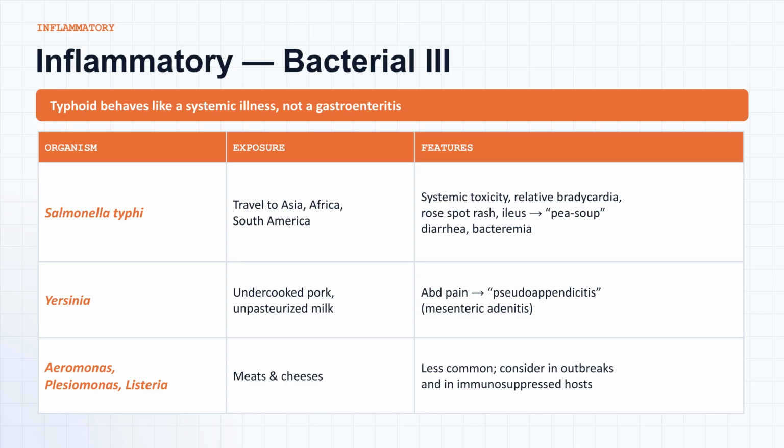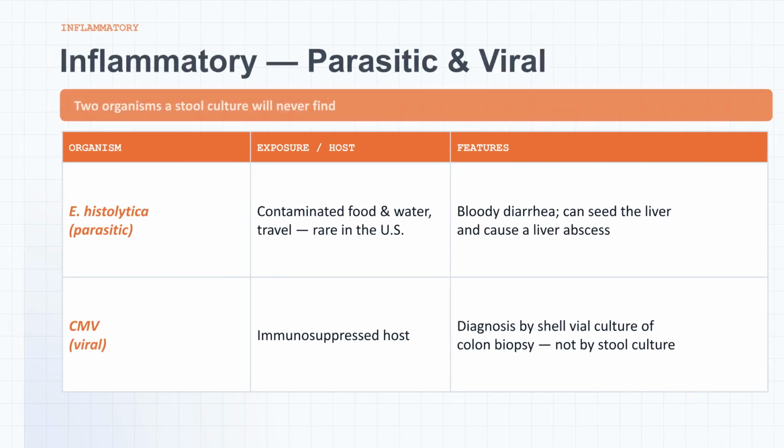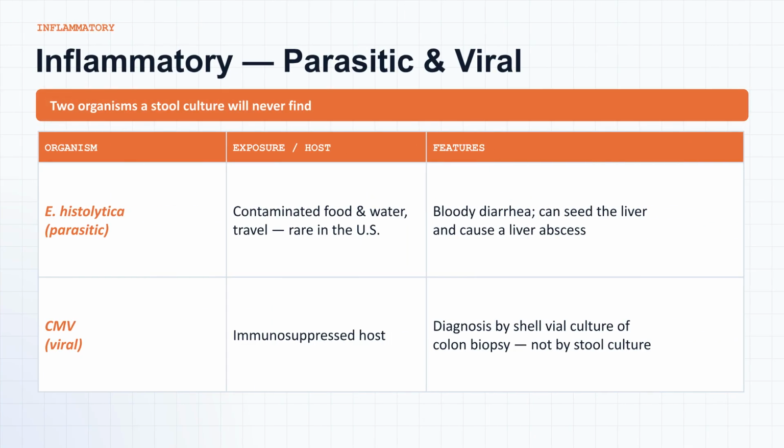Aeromonas, Plesiomonas, and Listeria come from meats and cheeses. Notice that nearly every one of these is still a food exposure. The history remains your single best diagnostic test. 2 more to close out the inflammatory table. Entamoeba histolytica comes from contaminated food and water and from travel. It is rare in the United States. The feature that must not be missed is that it can seed the liver and cause a liver abscess. So a returning traveler with bloody diarrhea and right upper quadrant pain needs imaging.